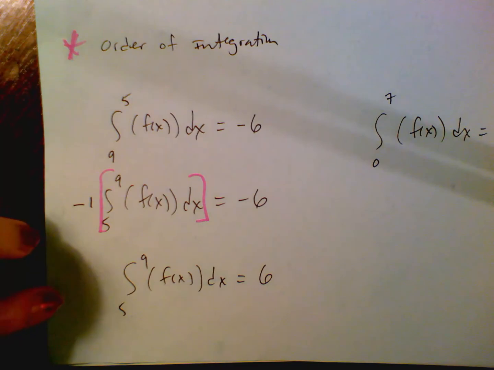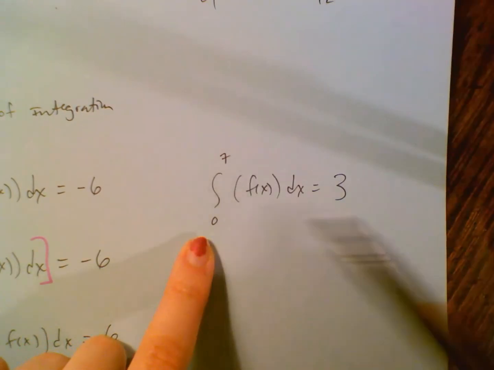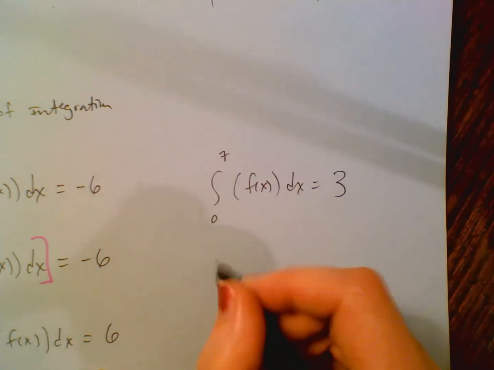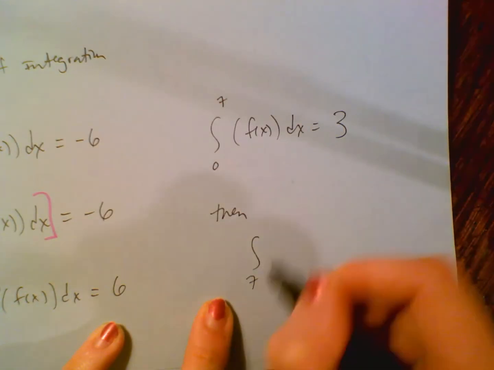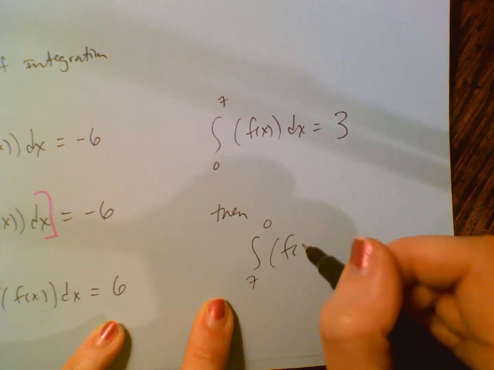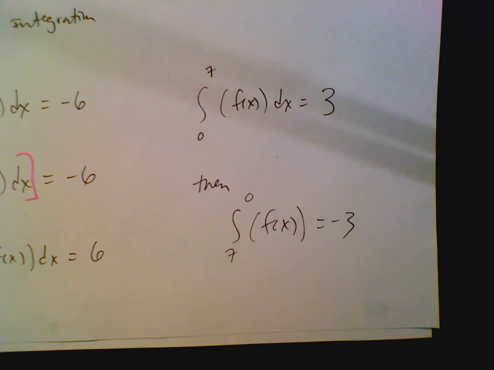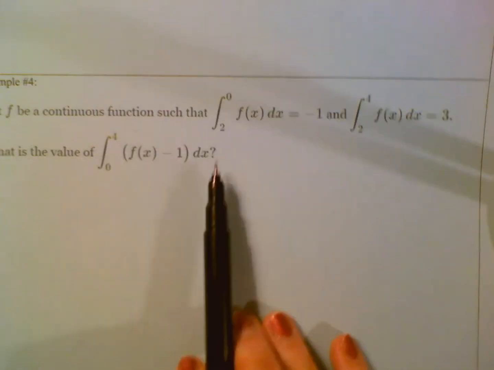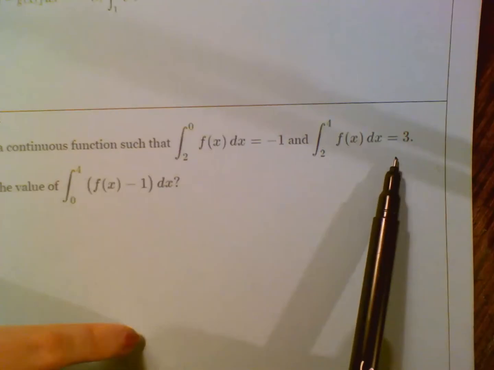Okay? Yeah, and then over here, let's try this. So if the integral from 0 to 7 is 3, then it's got to be true that the integral from 7 to 0 is -3. Okay, so just like that. Now let's do this. So f is a continuous function such that this and that. Okay.